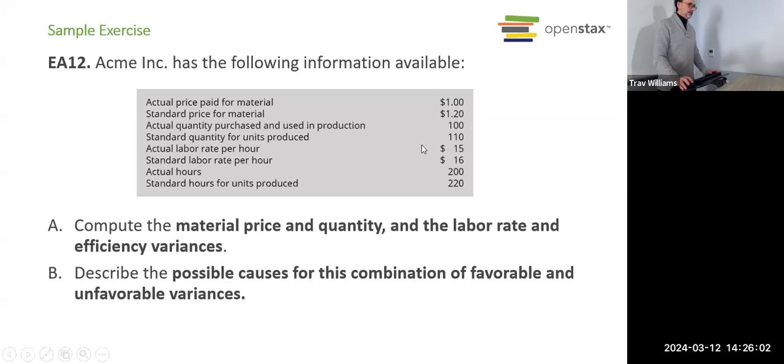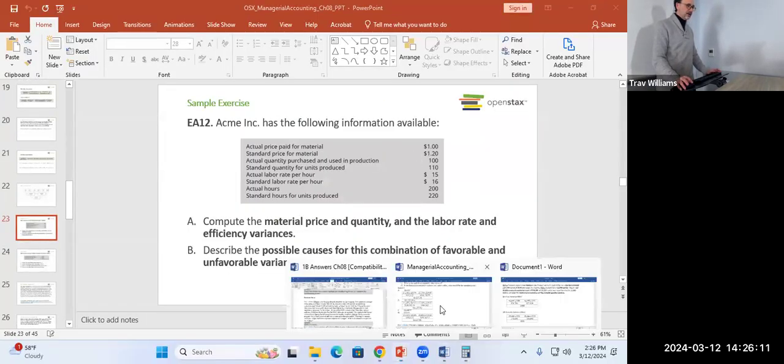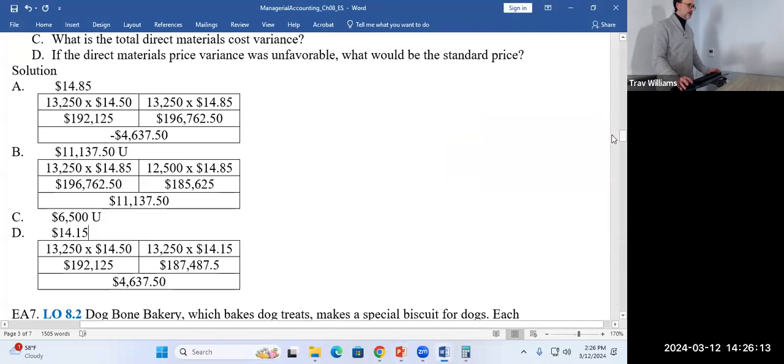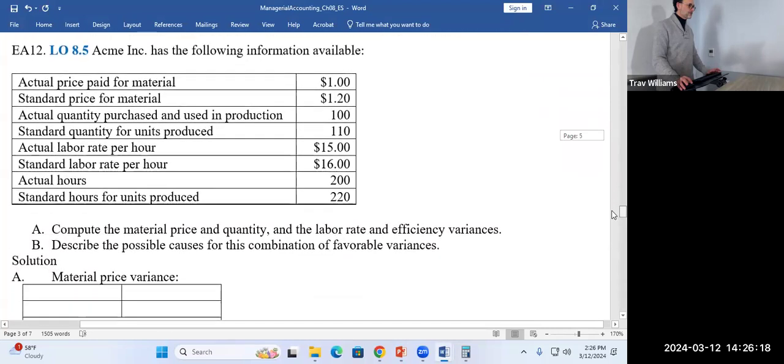This one is not hard. There's nothing tricky about this one. They give you all of the information you need. It's just a matter of plugging the information in and doing the calculations. So it's exercise number 12. Here we go.